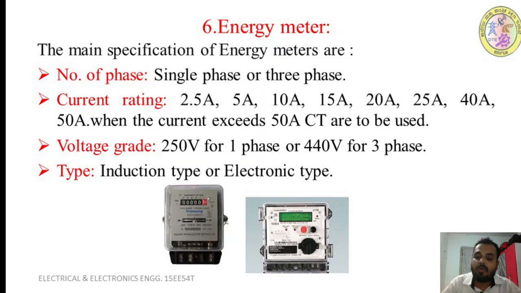Suppose for example, your load current of your factory is 100 ampere, so then we have to use the current transformer. What will the current transformer do? In the primary it is having high current, and in the secondary it turns into a very small current in the respective ratio. So we are reducing the current and we will give it to the energy meter, and the energy meter is provided with a multiplication factor, depending on the CT ratio. So next specification is volt grade. It may be 250 volt grade for single phase or 440 volt grade for three phase application.